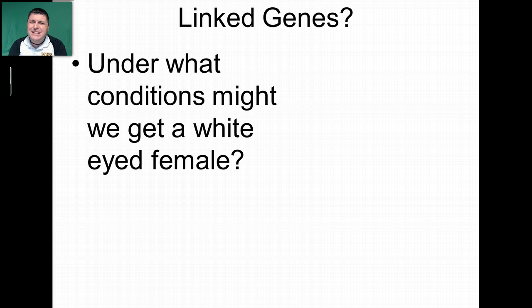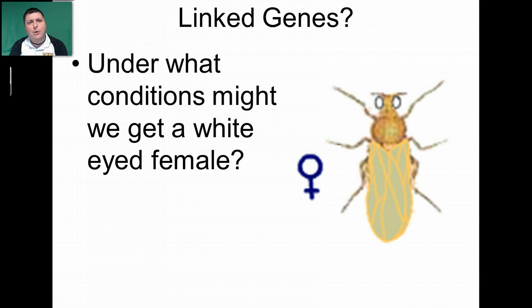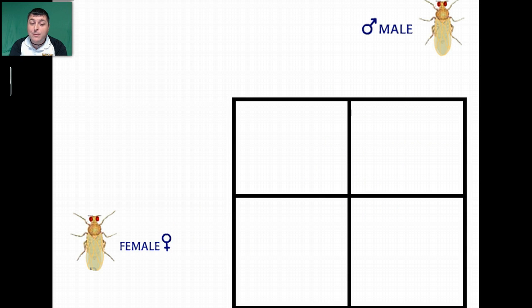So under what conditions might we get a white-eyed female? What would it take for a female to be born that has white eyes? Well, the only way for that to happen is if both parents can give the white allele. So we have a white-eyed male, and then we'll have a red-eyed female who happens to carry the trait.